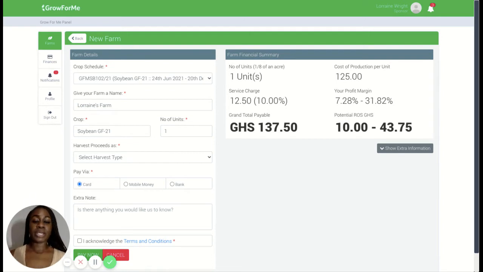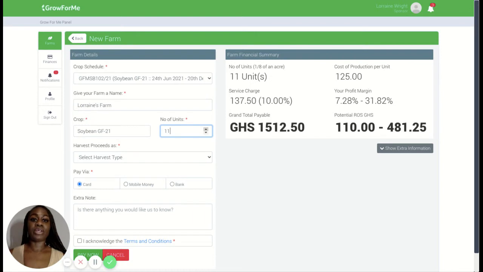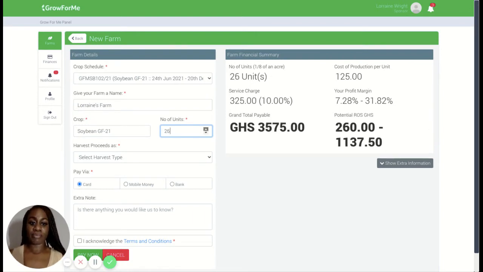So if you had a budget in mind in Ghana cedis that you wanted to spend, let's say 5,000 Ghana cedis, you can select the number of units up to that value. And on the right hand side, you'll be able to see very dynamically how many units it would take to reach that budget you have in mind. So if I have 5,000 Ghana cedis in mind, that would mean I would be trying to sponsor roughly 37 units. What you'll see on the right hand side is the information breakdown.